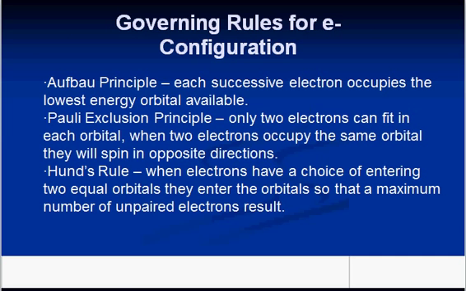We've got some governing rules for electron configuration. We've got the Aufbau principle, which says that each successive electron occupies the lowest energy orbital available.